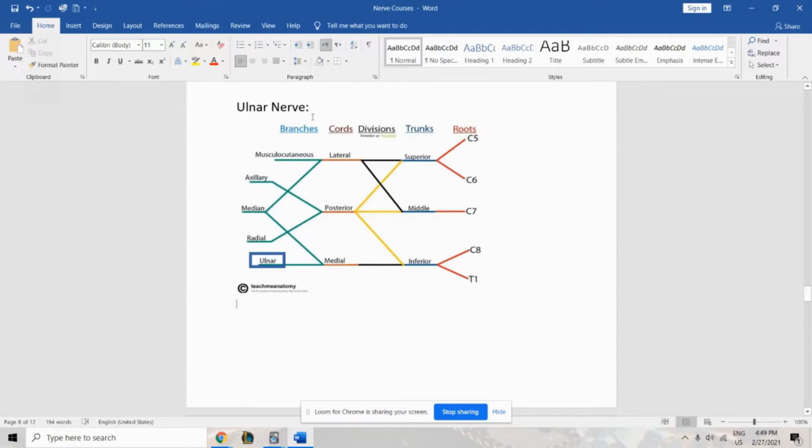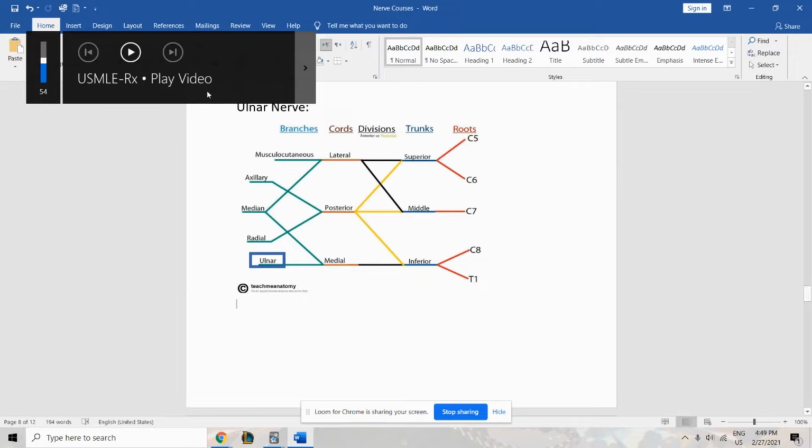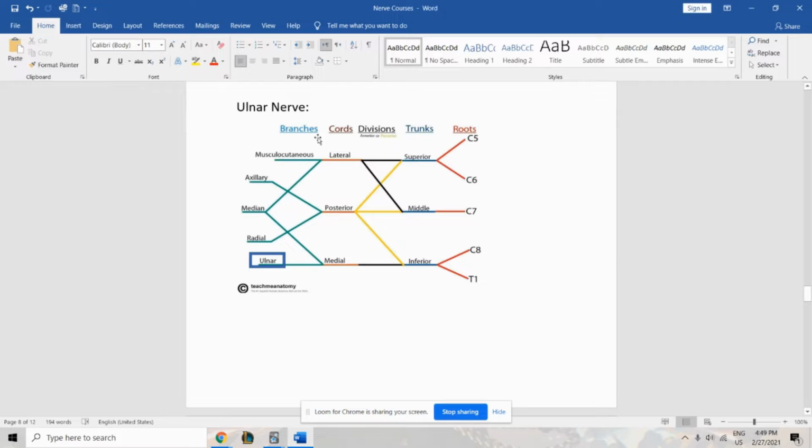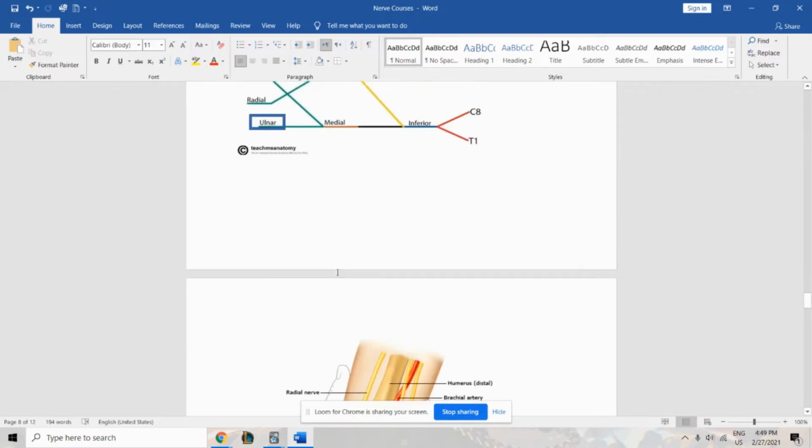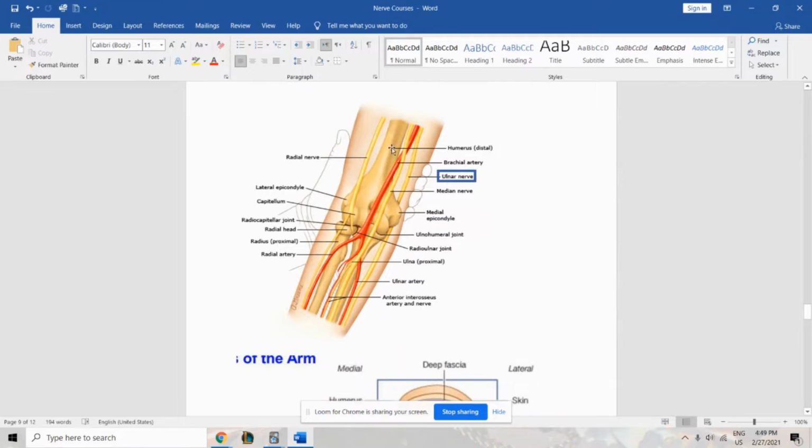About the ulnar nerve. As for the ulnar nerve, we need to know first of all that it comes from the medial cord, okay? And of course, that's part of what we took in the brachial plexus lecture. As it goes down the arm, you need to know as well that related to the brachial artery, the ulnar nerve is medial to it. So you can see it right here. This is the ulnar nerve and it's medial to the brachial artery.